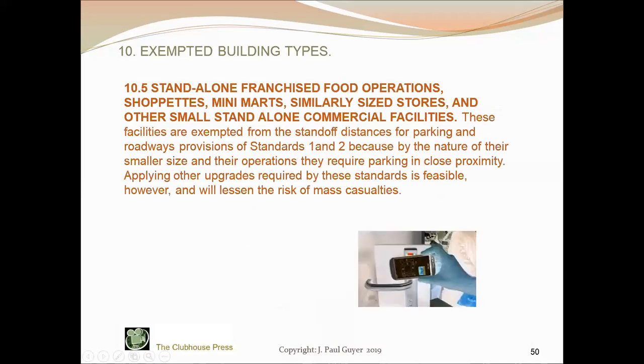And again, the other small standalone commercial operations, a McDonald's type place or something like that, a mini mart, they're not going to have a lot of human occupancy, and therefore they're typically not going to be the target of terrorist attacks. Therefore, they do not usually need to comply with these standards.